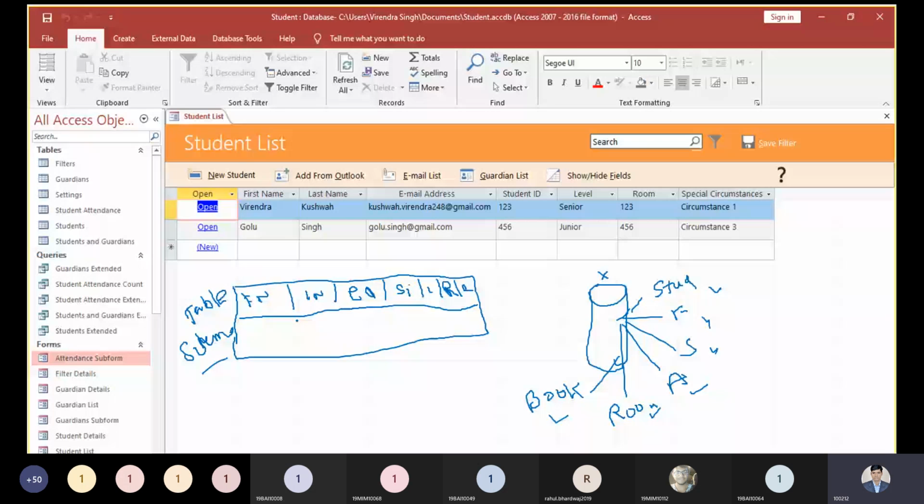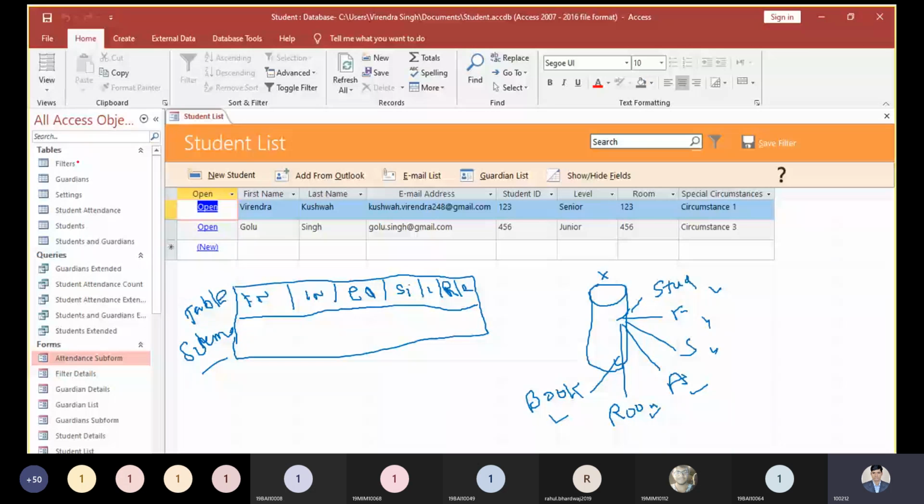Now, is it clear to all with this example? Yes, sir. Any doubt? If you have any doubt, please ask me. No, sir. Okay, so I'm just staying connected with this slide, and you can see this is the table.